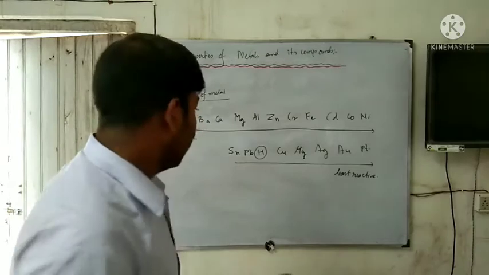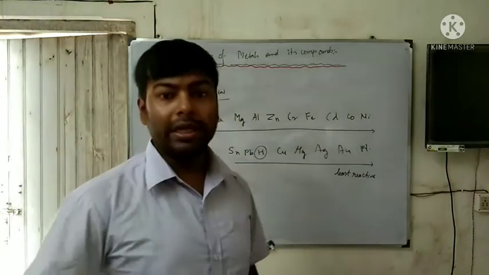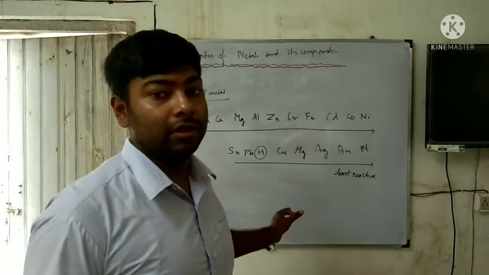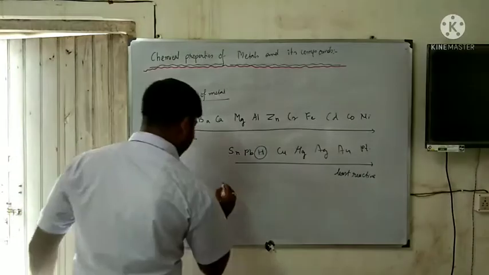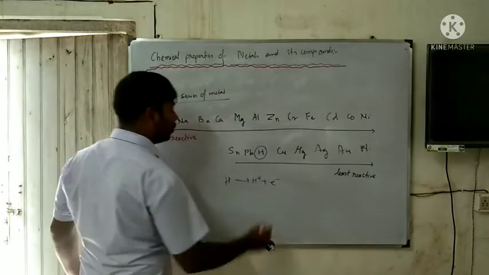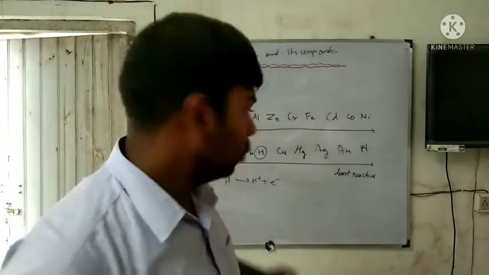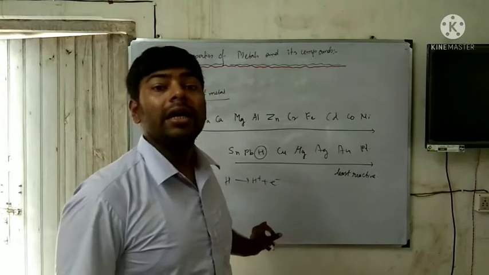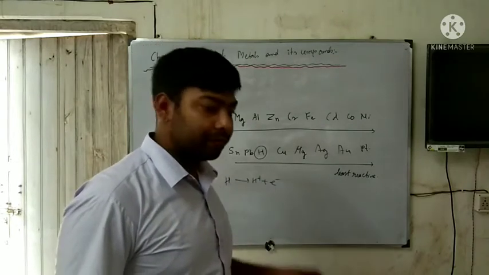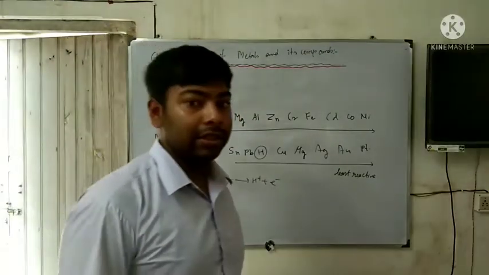So don't confuse. If you ask, sir, why have we taken hydrogen if it has non-metallic character also? Here we are only taking the metallic behavior. That's why we are keeping it here, because hydrogen has a very good tendency to produce H+ by removing one electron. If a species can remove an electron easily, it should act as a metal. That's why it has a metallic character, and we are keeping it in this position. So this is the activity series.